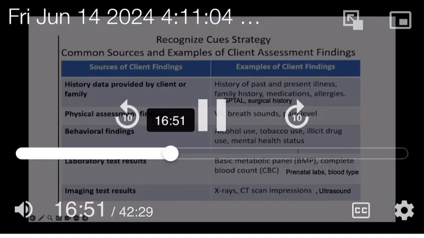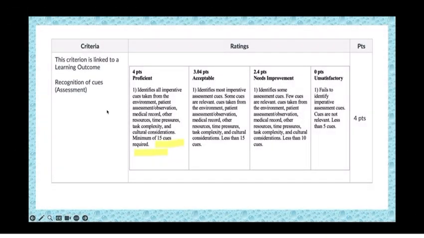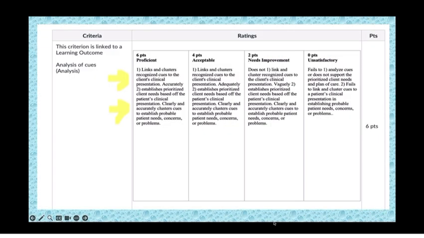Now on the NCLEX, in normal ranges, the patient says 15 cues required, but it could be more. Okay, it can be more cues. So at least 15. All right, now we're going to move on to analyzing these cues. So analyzing the list of these cues that you recognized. That does not mean that you're analyzing each cue, like, oh, gravid 4, para 3 means she has 4 pregnancies and 3.